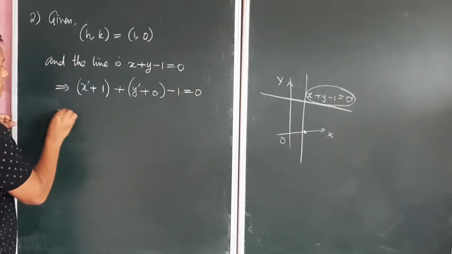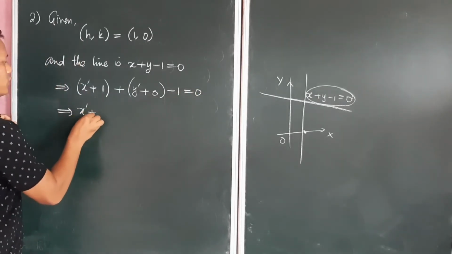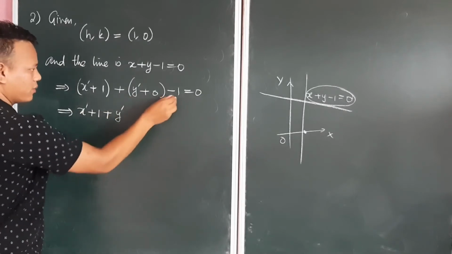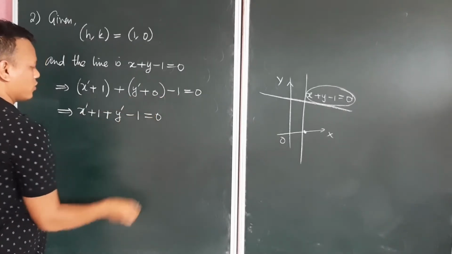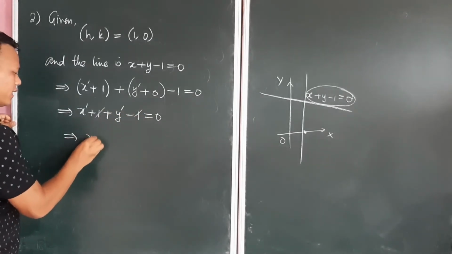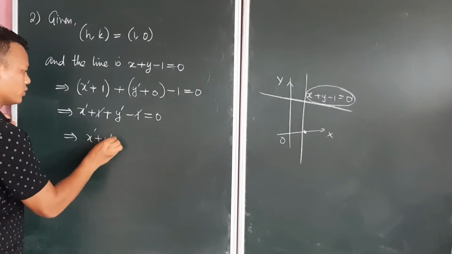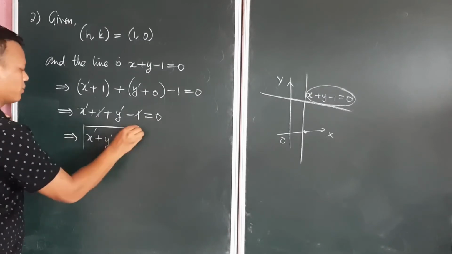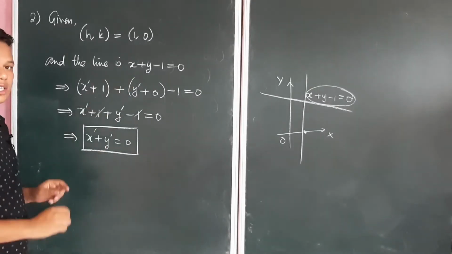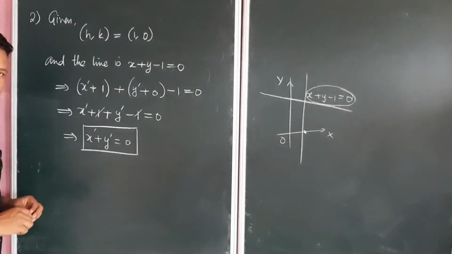So open up the bracket. So we have x dash plus 1 plus y dash plus 0, which is y dash itself, minus 1 equals 0. So this and this get cancelled. So from here, what am I getting? I am getting x dash plus y dash equals 0. So this will be my transformed equation for this particular straight line. All right, so you may pause the video to note down.